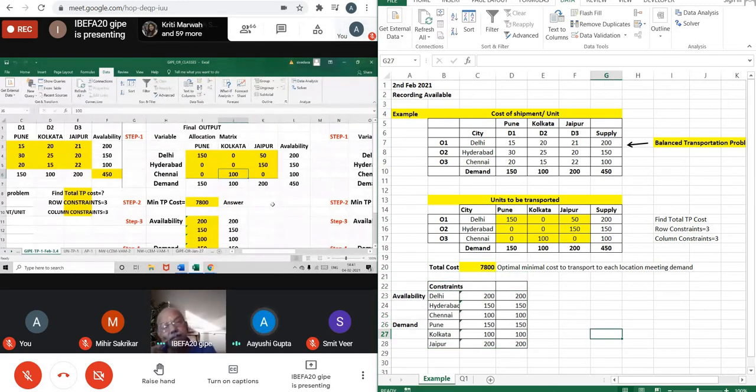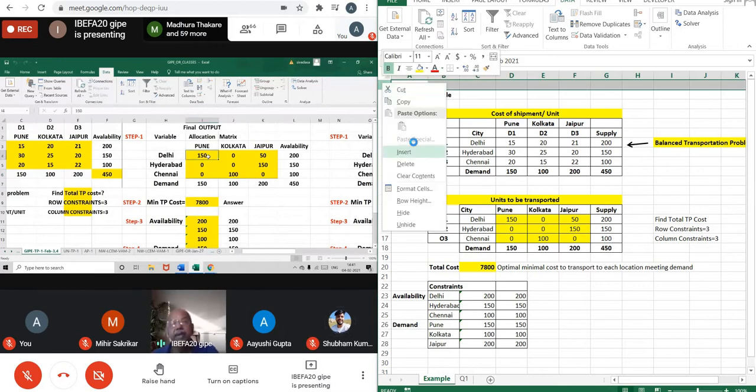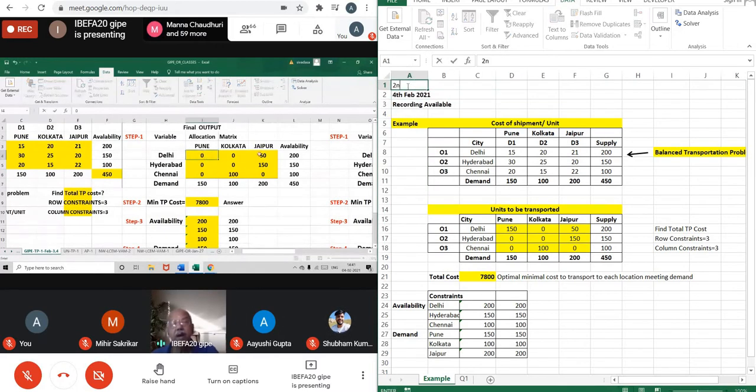Sir, could you please show the Solver again? Yeah, sir, I will show. You can see the screen, isn't it? Yes, sir. So initially my allocations are 0. And step 2, minimum total transportation cost, that is matrix product.